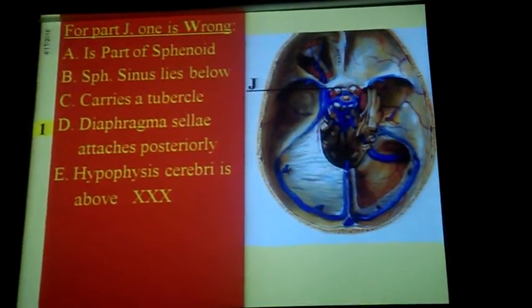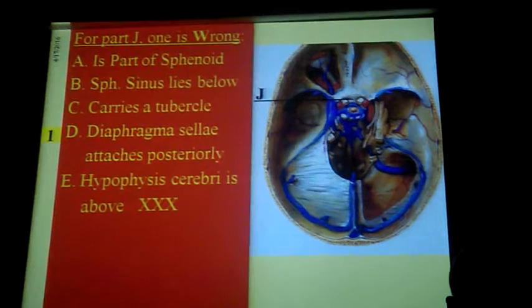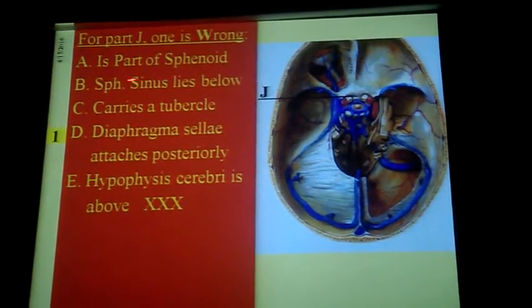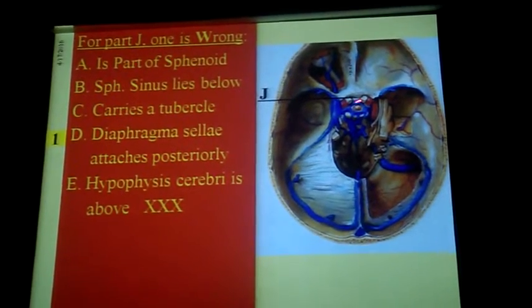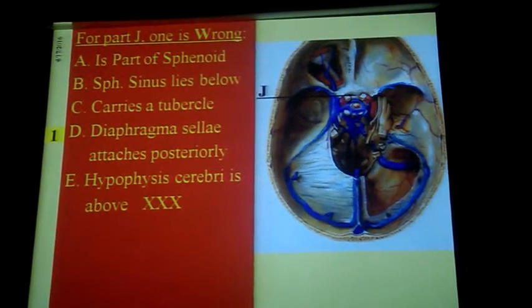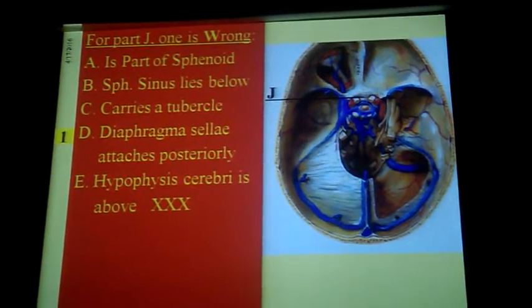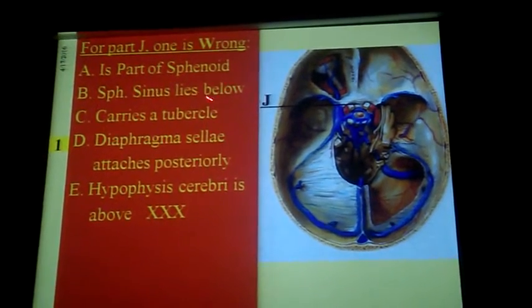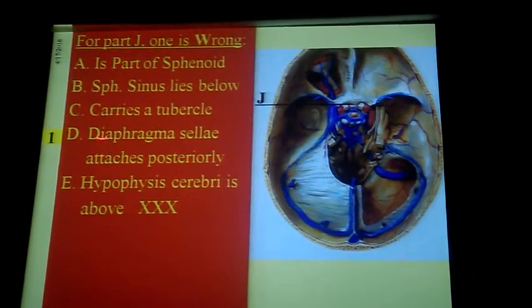أول شيء السؤال: is part of the sphenoid. Is this correct or not? طبعا right. The answer is it is part of the sphenoid. Sphenoidal sinus lies below it. If we break this bone, we'll go to the vertical part of the sphenoidal air sinus. فbelow this jugum is the vertical part of the sphenoid. فالسؤال أنه sphenoidal sinus lies below it صح.